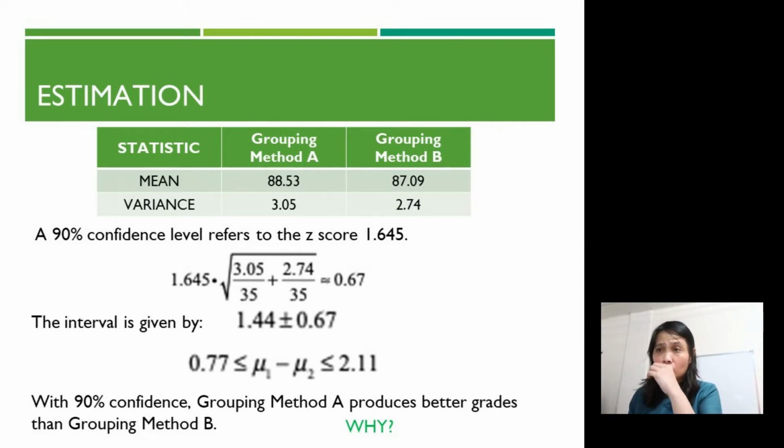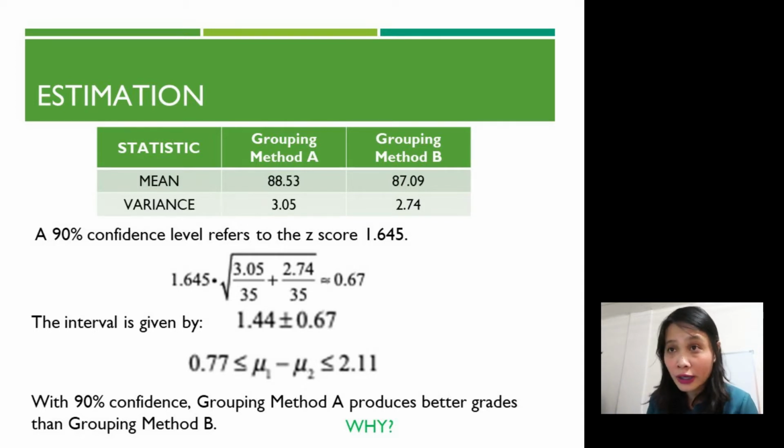What is 1.44? Plus or minus 0.67, what's that? How do we determine the interval?